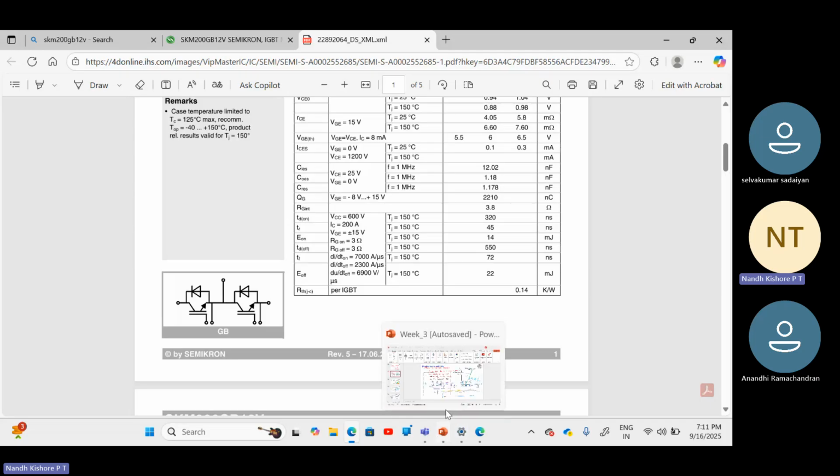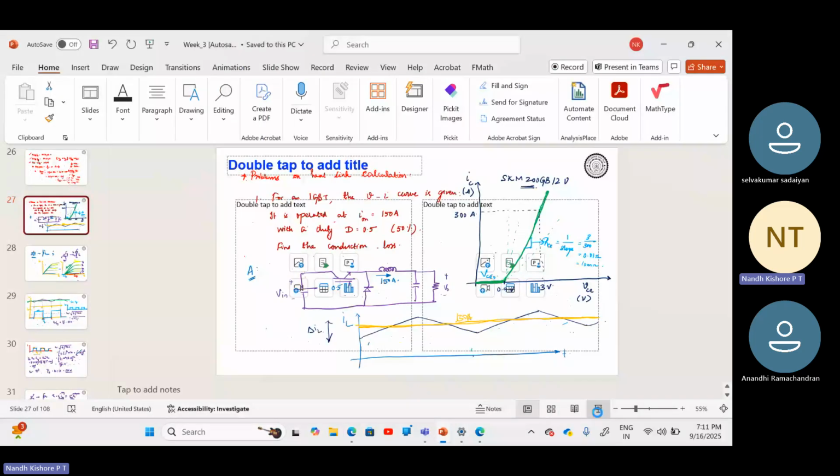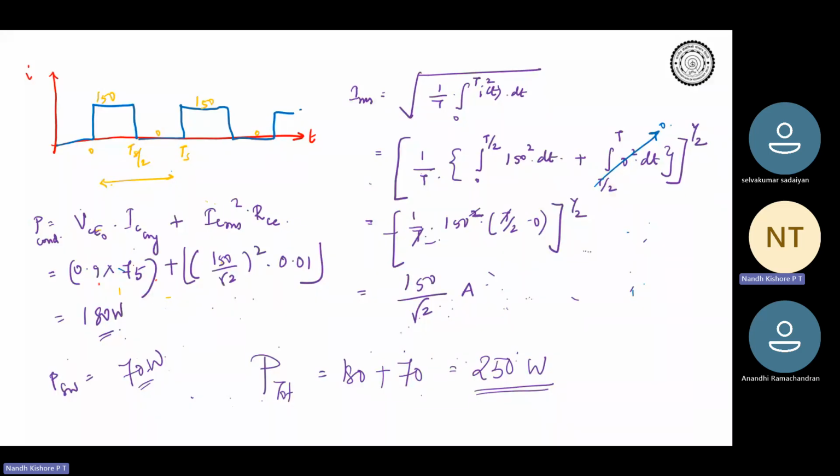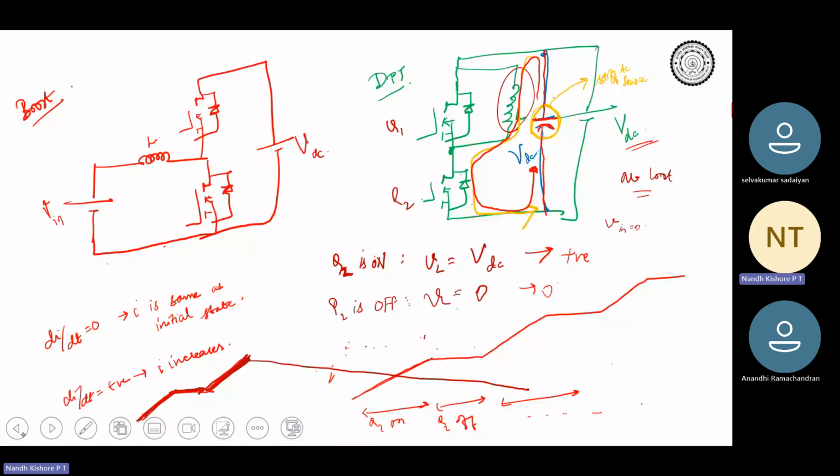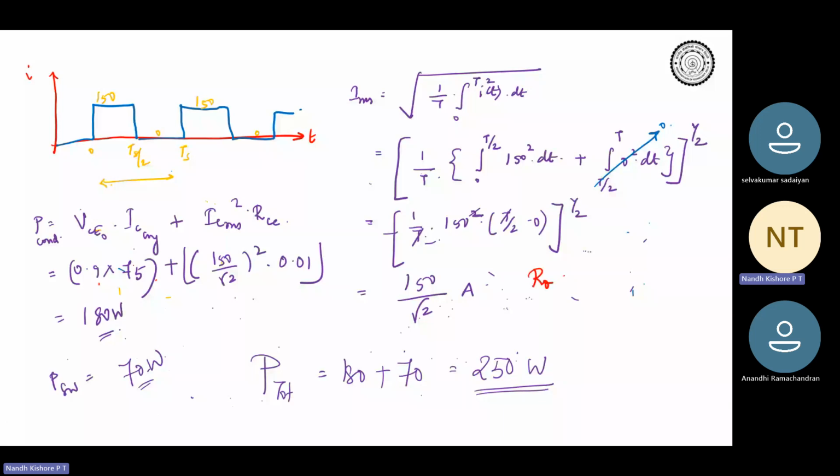So what does it translate to over here? We have got a loss of 250 watts. They have told that the R theta, we call this R theta, that is the thermal resistance. It is expressed in Kelvin per watt or in degrees Celsius per watt. Both are the same only. So it means that for 1 watt of loss that occurs, the temperature increases by 0.14 degrees. So this is your RT.